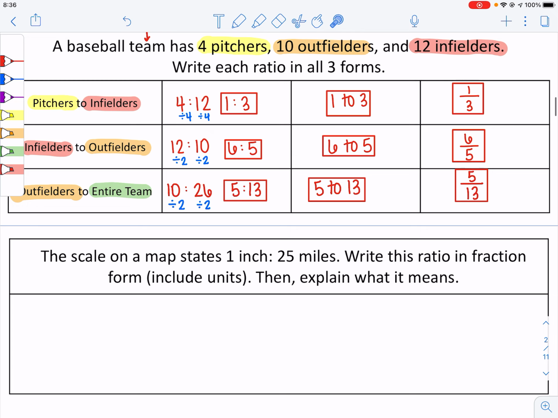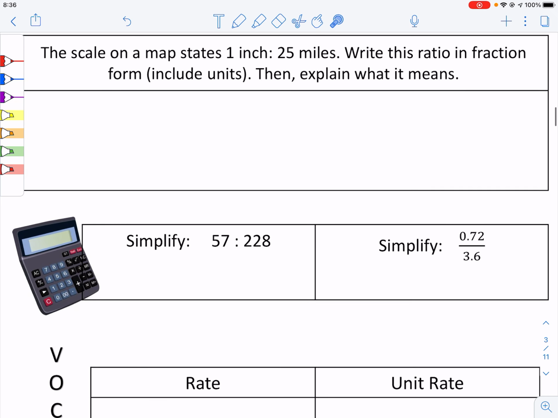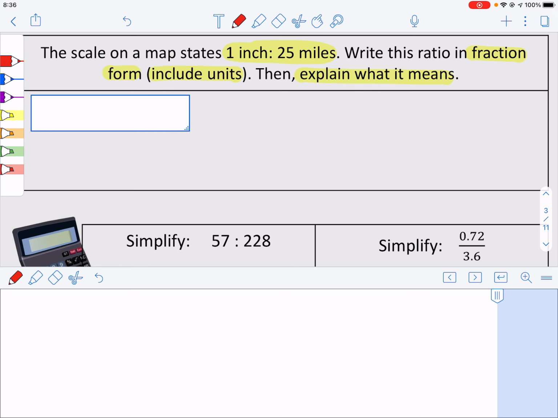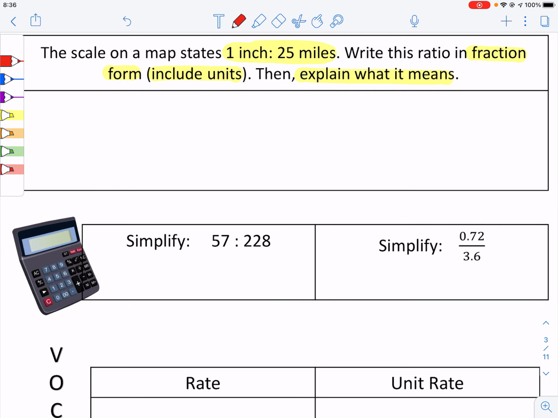So for our next one, it says the scale on a map states 1 inch for every 25 miles. Write this ratio in fraction form, including units, and then explain to me what that means. Okay, so the first thing they want is they want it as a fraction with the units included. So I'm going to draw a nice big fraction bar here. And if they write the 1 inch first, let's put that on top. And if they have the 25 miles second, let's put that on the bottom.